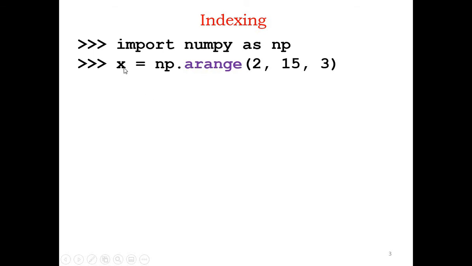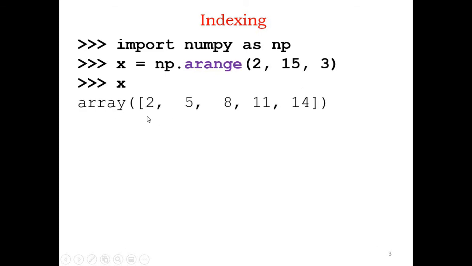Consider this array x, np.arange. With the arange function, you create this array from 2 to 15 in steps of 3. So you get this one-dimensional array 2, 5, 8, 11, 14. Now indexing. We know that we count elements in an array or list from 0, from left to right. This is 0, then 1, 2, 3, 4.